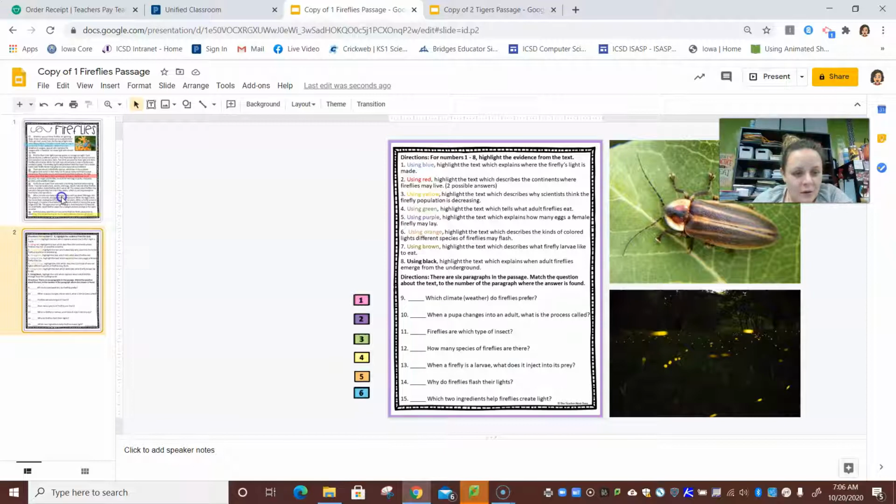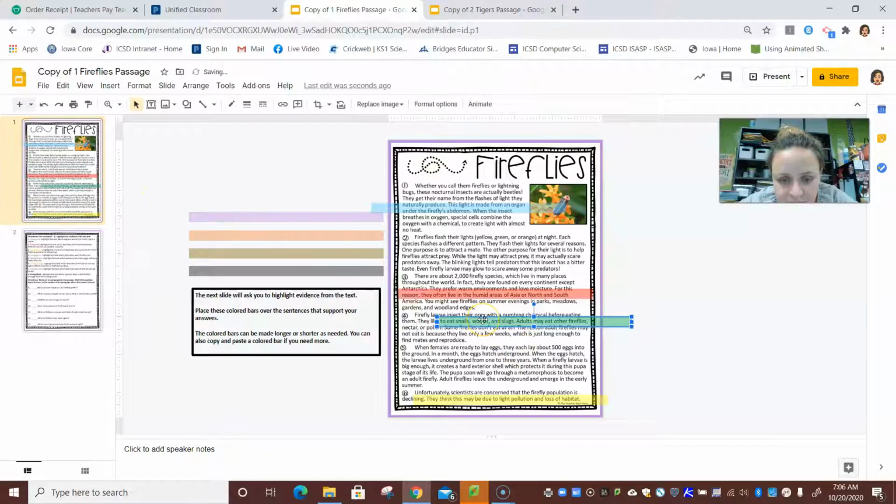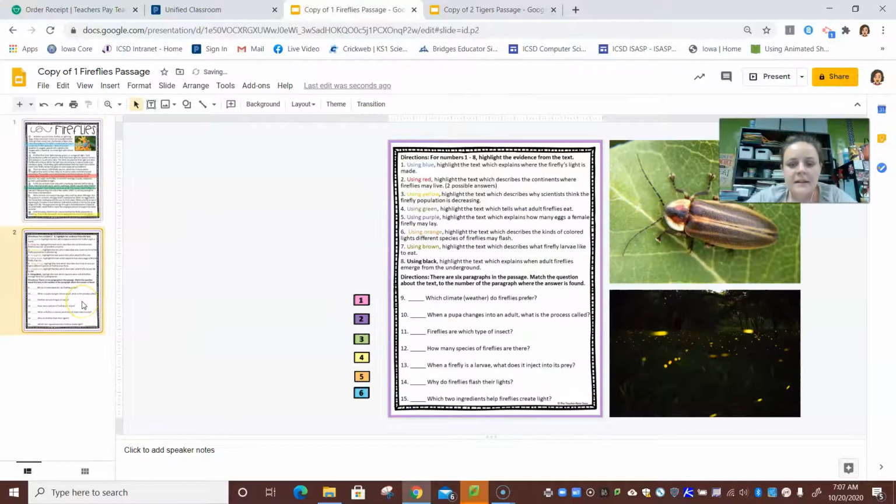Well, remember this, there was a whole paragraph about it, and some of them don't even eat at all. Let's see. Adult fireflies may eat, they like to eat snails, worms, and slugs. Adult fireflies may eat nectar or pollen. Put it over here because it's kind of 2 sentences in there.